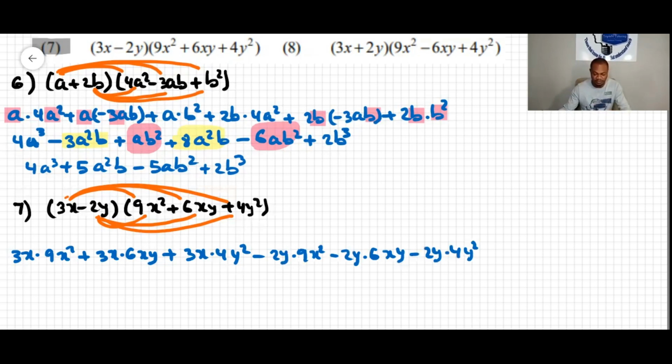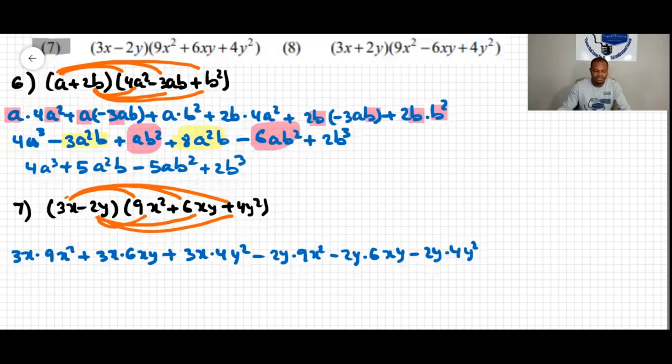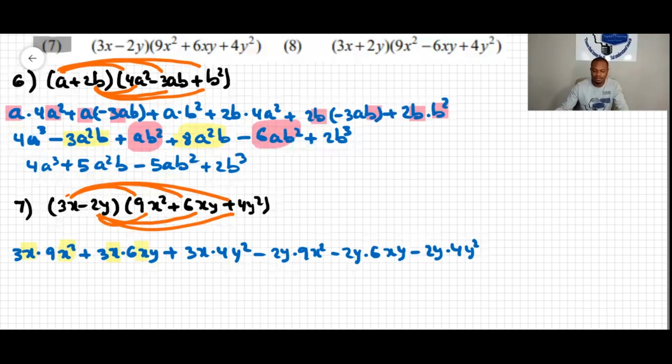Now let's simplify. Before we do, we need to notice what are the terms that have the same base. They're like x over here, and then x squared, x is there, and then x is there. What else? We have y over here, and then y there, and then y here, and then y there also.